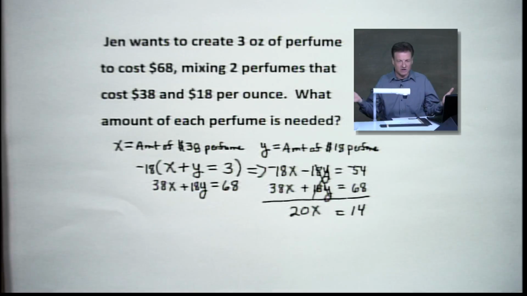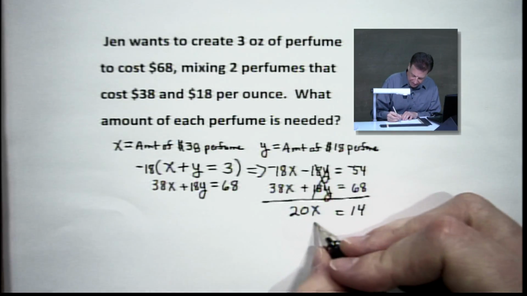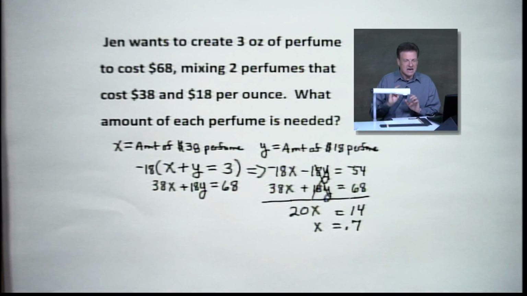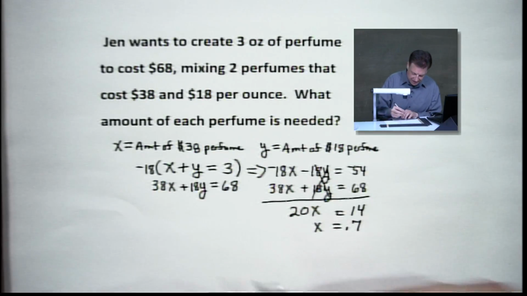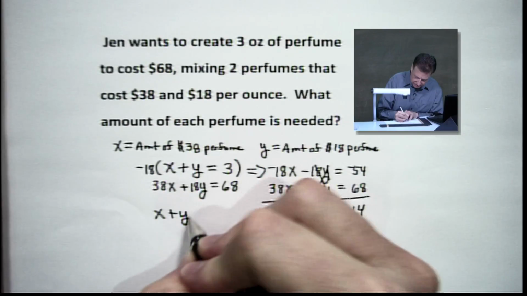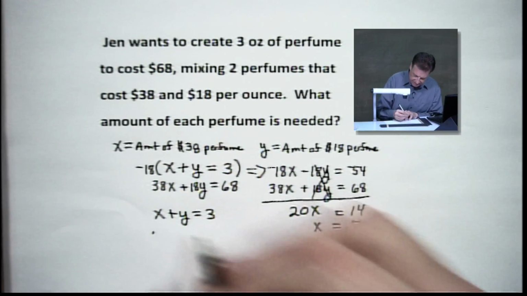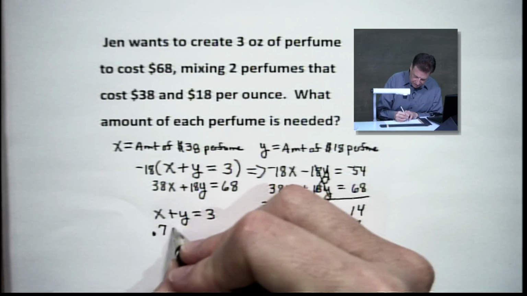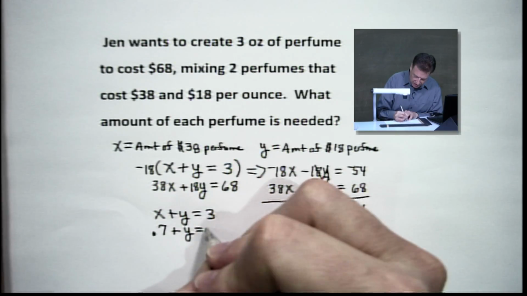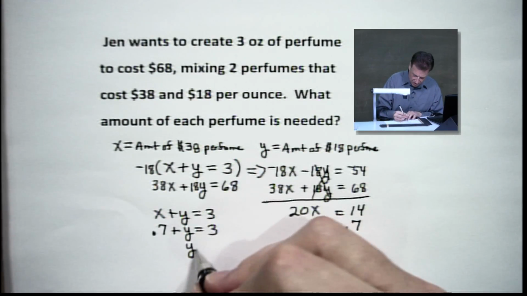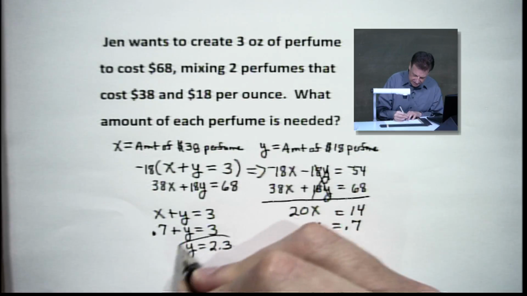You say, Ernie, 20 won't go into 14. Well, it will. It'll divide in there. It goes basically 7/10. All right? So we're going to call it 7/10. Right there it is. Now, if x is 7/10, you say, well, what's y? Well, we know that x plus y equals 3. Right? We're going to use the easy equation here. So we're going to put in 7/10 for our x plus this y, and we're going to get 3 out of that. Well, subtract 7/10 off, and you're going to get y equaling 2 3/10.